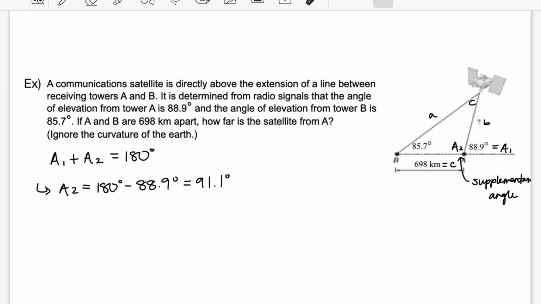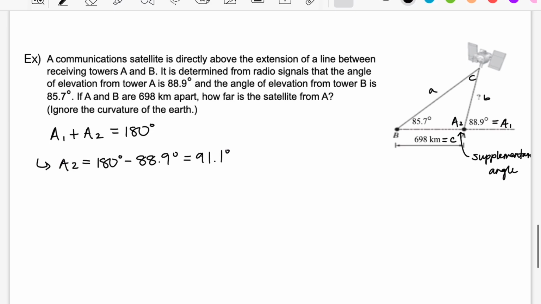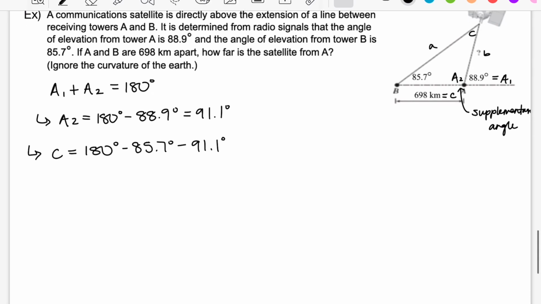Now, another piece of information that we can find is this angle C here. Since we have these two angles, we know that the sum of all three of these angles must be 180 degrees. So this tells us angle C is going to be equal to 180 degrees minus our angle B, which is 85.7 degrees, minus our angle A2, which was 91.1 degrees. Doing this subtraction here, we'll get C is going to be equal to 3.2 degrees.